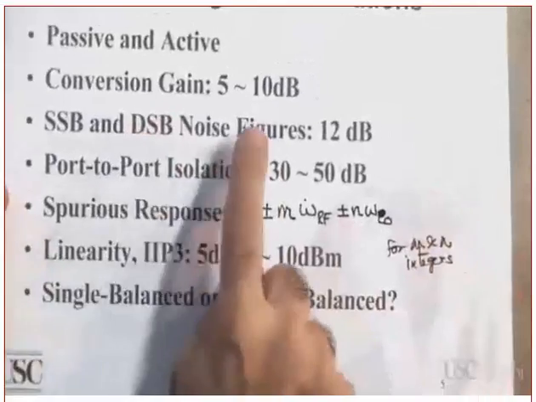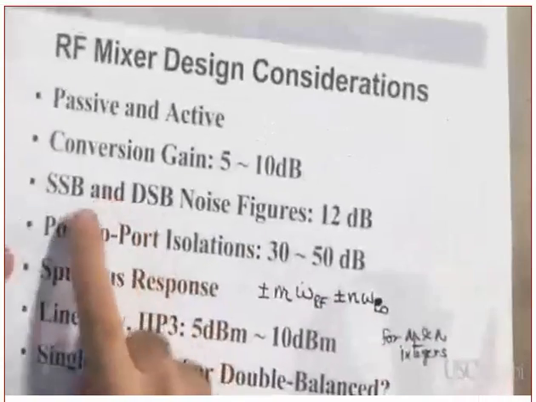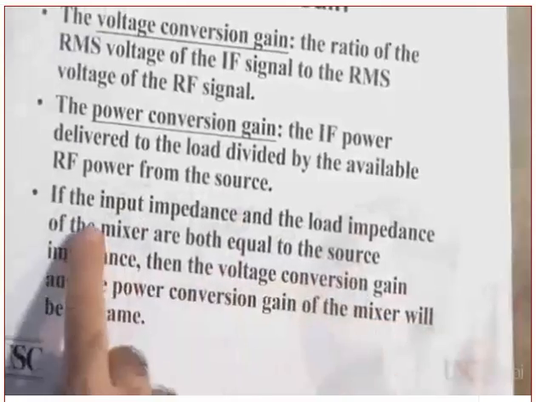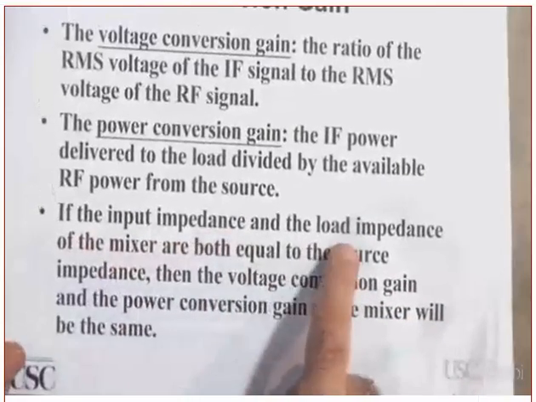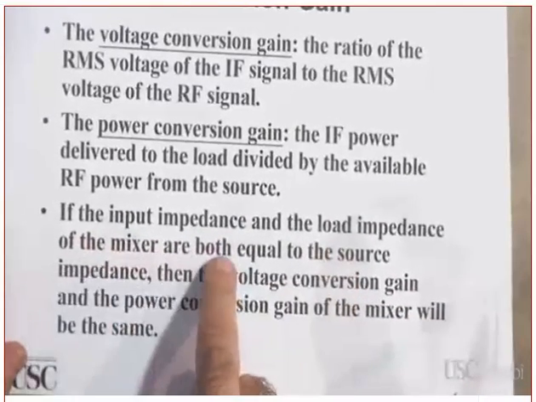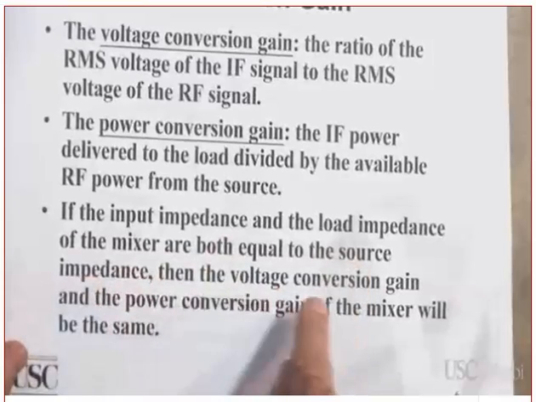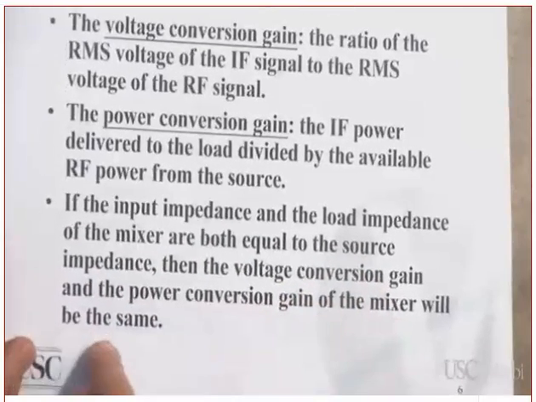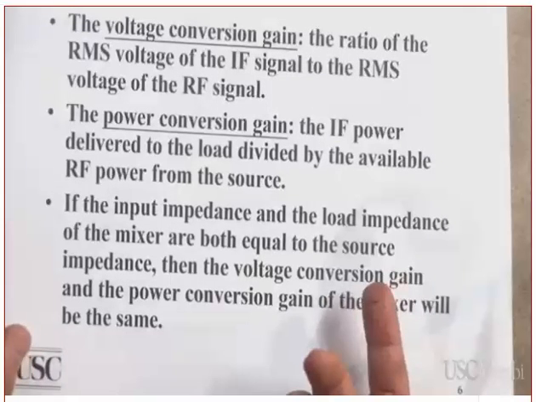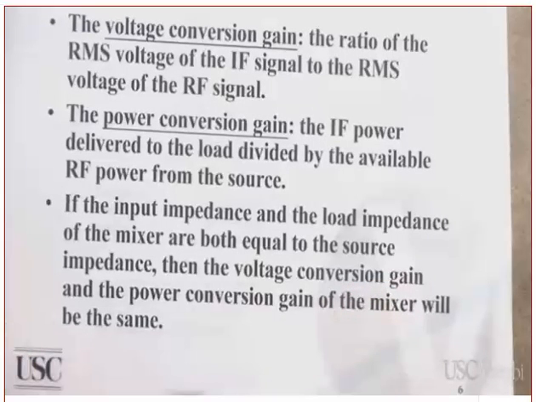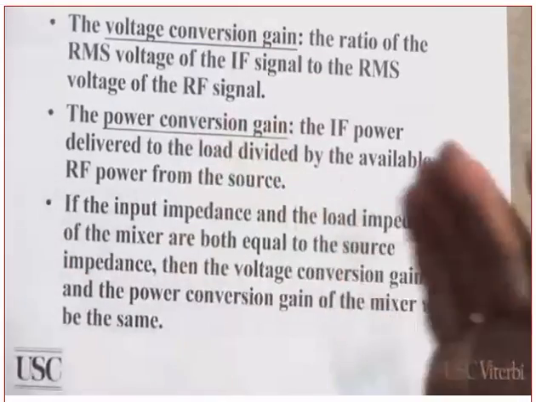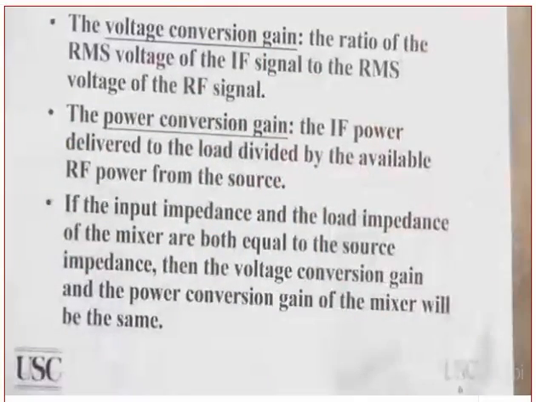So what remains is what I need to explain to you, the noise. This is the definition. And again, as I told you, if the input impedance and the load impedance of the mixer are both equal to the source impedance, then the voltage conversion gain and the power conversion gain of the mixer will be the same. Do you understand that or not? Because one of them is squared, it will become 20 log. The other one is 10 log. It's the same thing because there is a square.